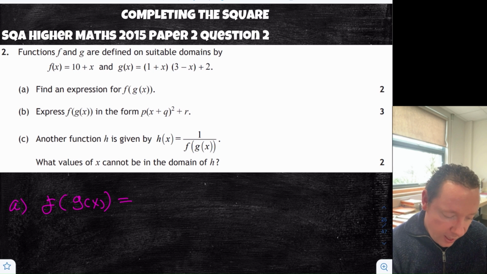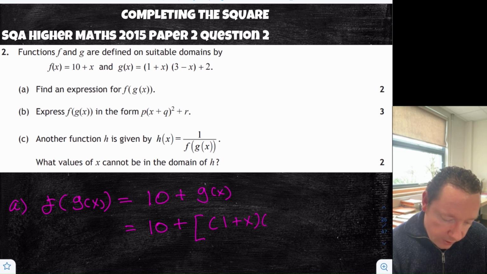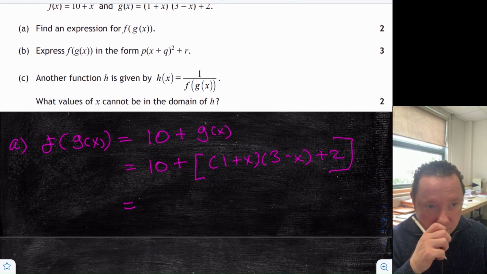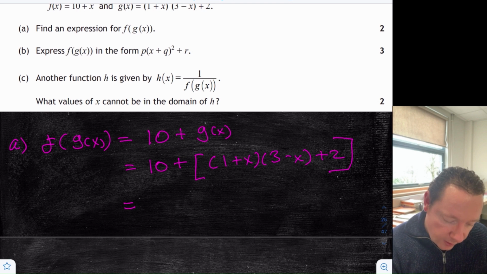Well, f of x is 10 plus x, so that's 10 plus g of x. So that's 10 plus (1 plus x)(3 minus x) plus 2. We need to tidy that up a little bit, so I'll expand the brackets. That's 10 plus 1 times 3 is 3, minus x plus 3x is plus 2x, minus x squared, plus 2.